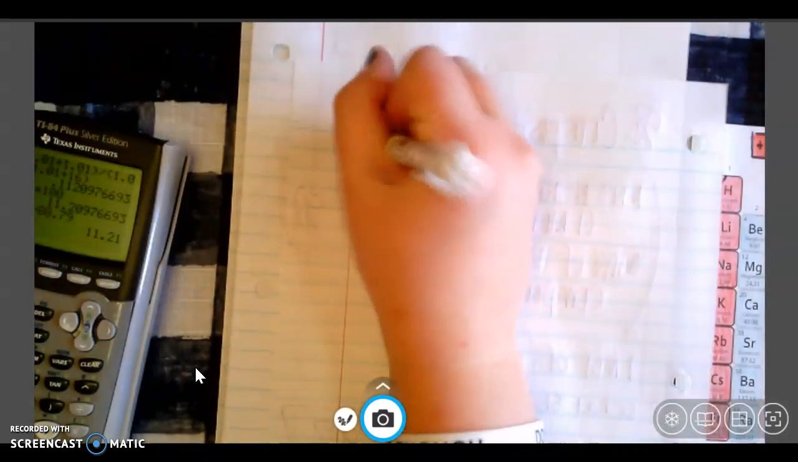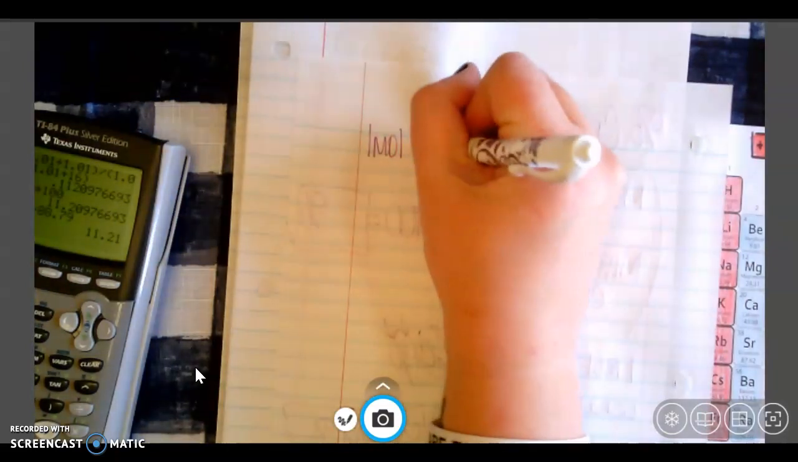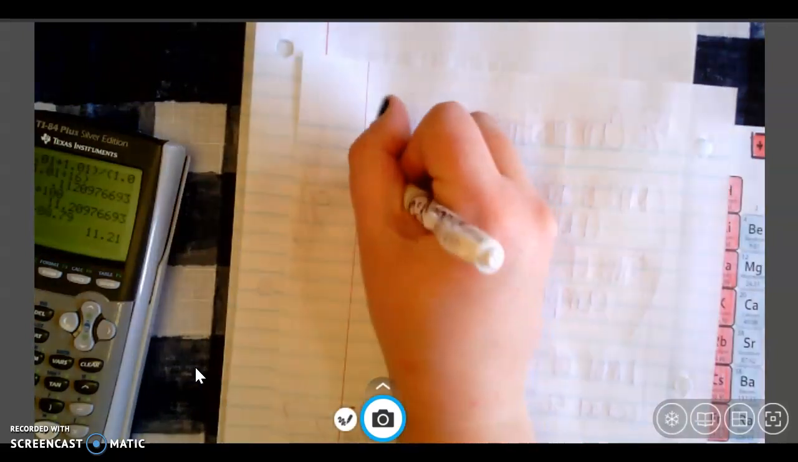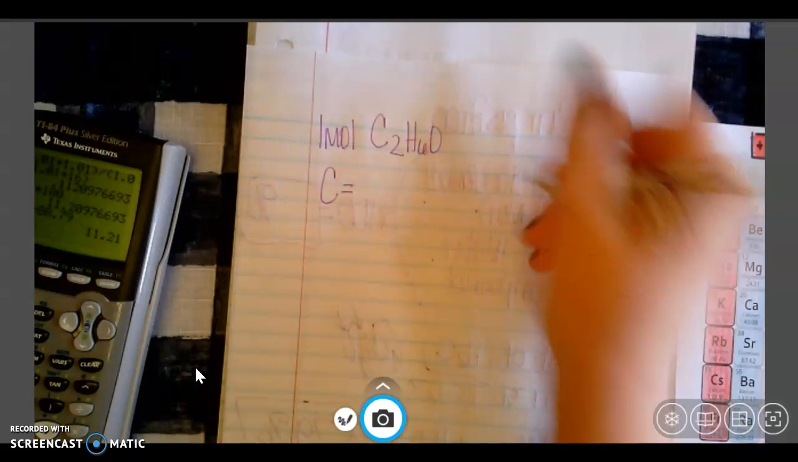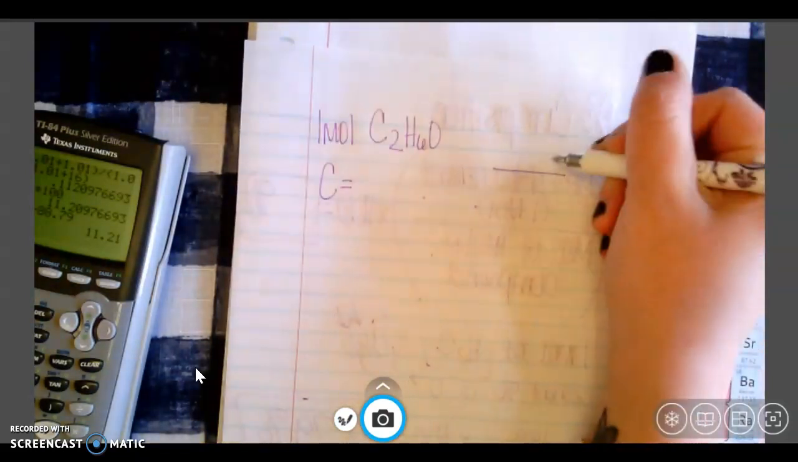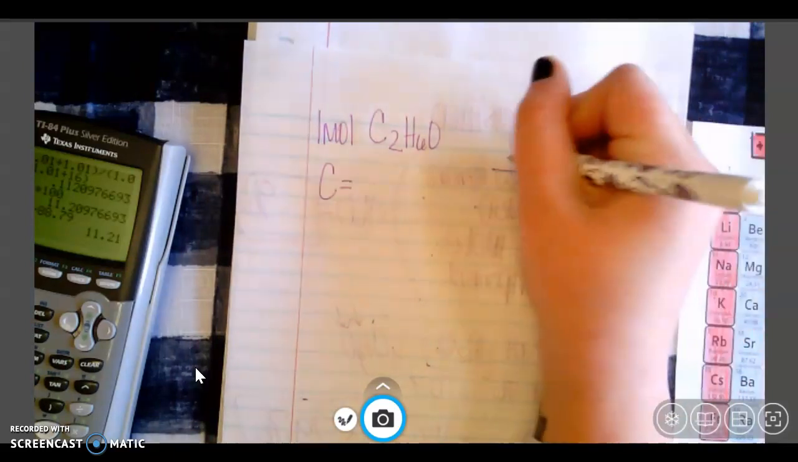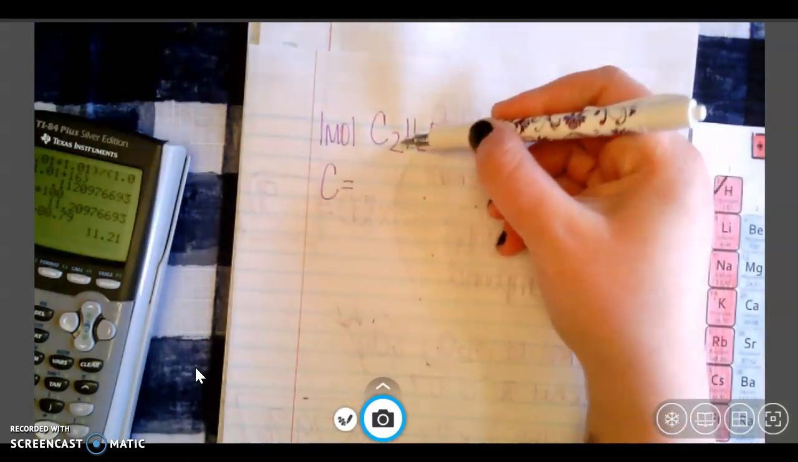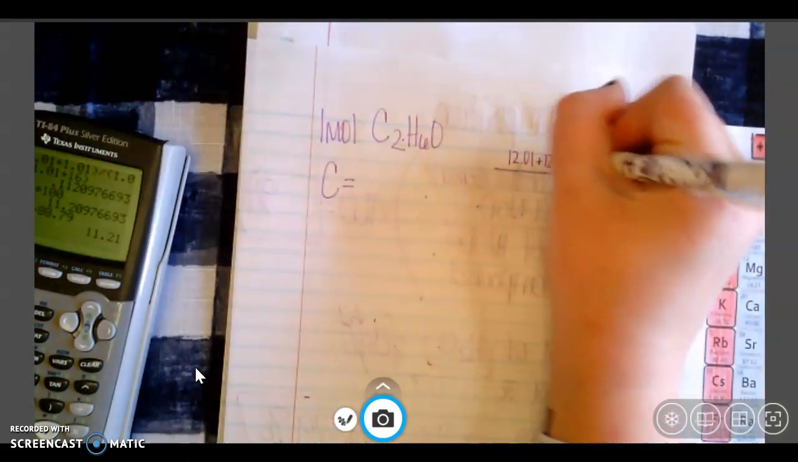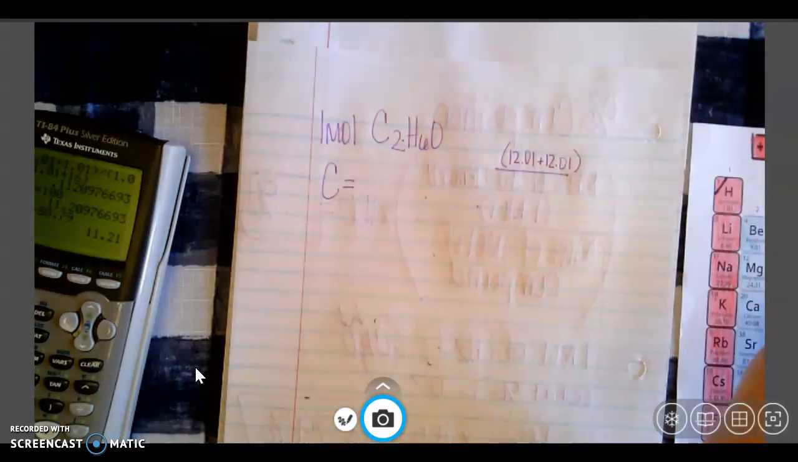Okay, so let's say that we have 1 mole of C2H6O. And we want to find out how much carbon is in that. Okay, so again, first we need to put down the mass of the thing that we're looking for, which is carbon. Okay, and carbon has a mass of 12.01, but I have 2 of them, so I need to put both of them up there.